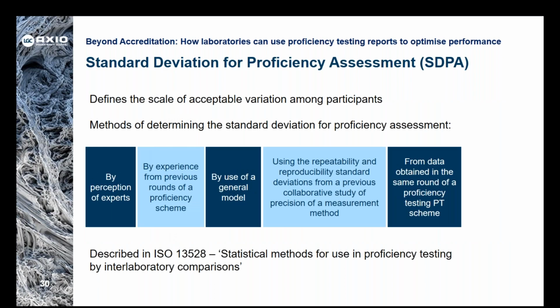The SDPA, or Standard Deviation for Proficiency Assessment, defines the scale of acceptable variation among participants. Several methods for determining the SDPA are used as described in ISO 13528. These methods include by perception of experts, by experience from previous rounds of a proficiency scheme, by use of a general model, using repeatability and reproducibility standard deviations from a previous collaborative study of a measurement method's precision, and from data obtained from the same round of a proficiency testing scheme.